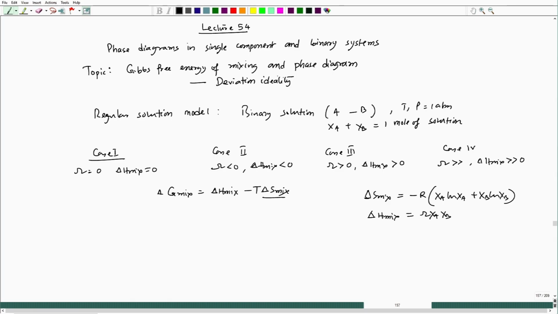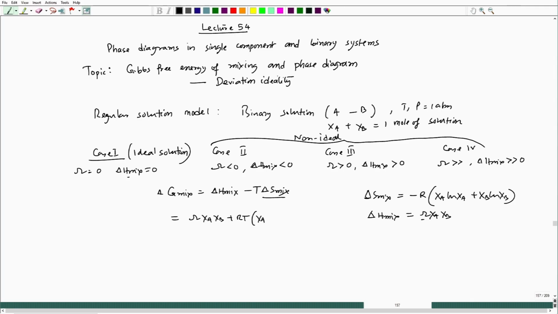So, now it is very clear that if omega is 0, delta H mix is 0, which turns out to be an ideal solution. So, this is basically the ideal solution, and all 3 other cases are non-ideal. And if I write it fully, delta G mix equals omega X A X B plus R T times X A ln X A plus X B ln X B.